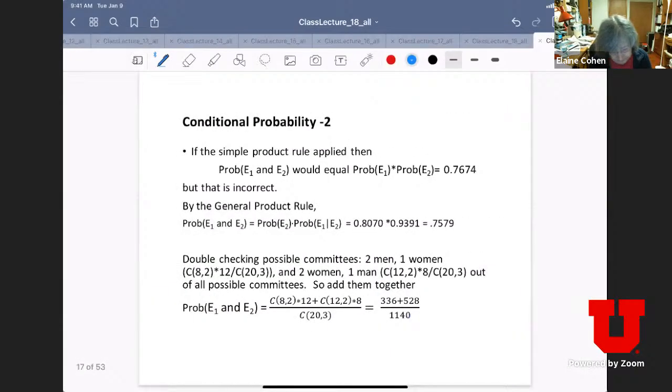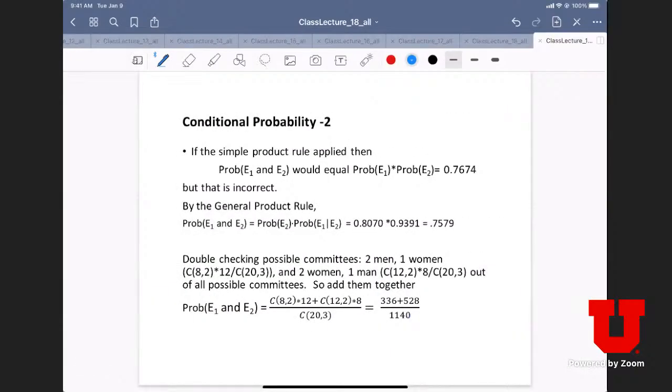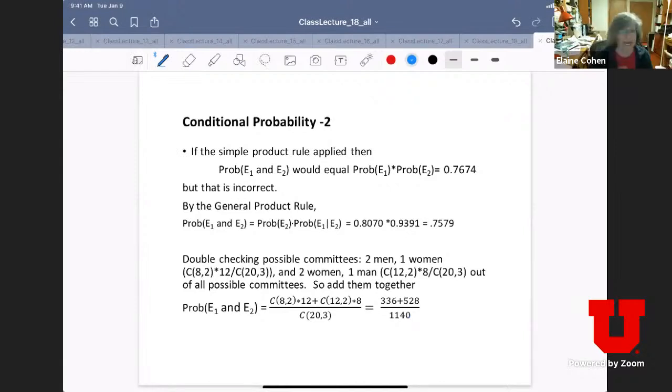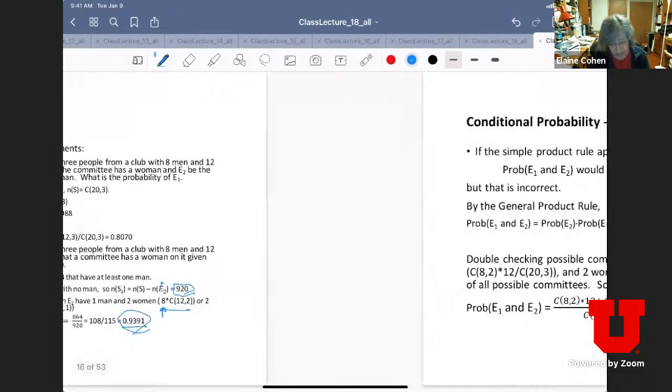Okay, good. So let's look at what would happen if we had applied the simple probability rule. What we would get is the probability of E1 times the probability of E2, which would have given us 0.7674. Notice that ain't right.